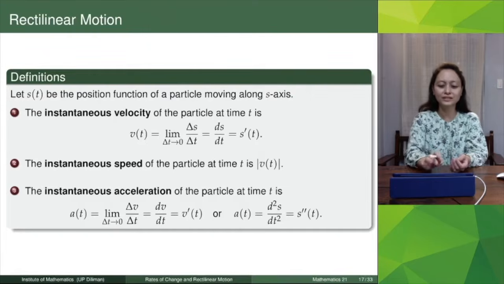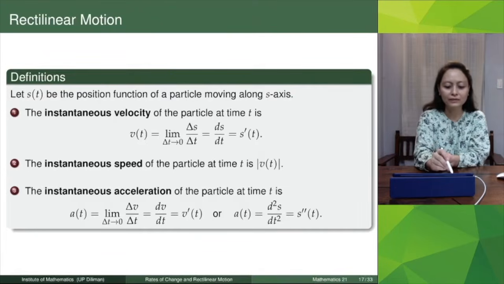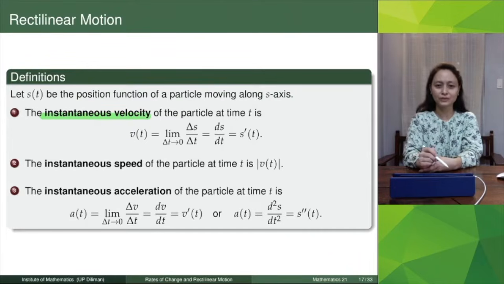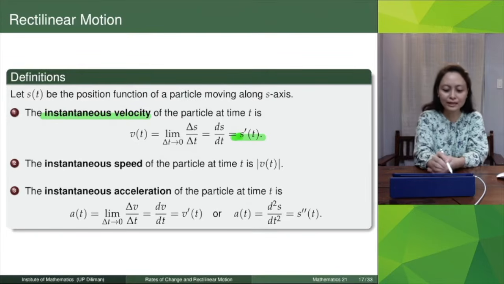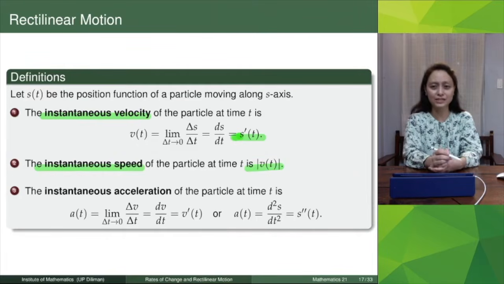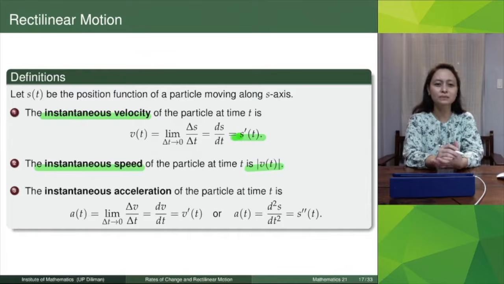So, kung may average velocity, we can also talk about the instantaneous velocity. Using the definition we had earlier, the instantaneous velocity of the particle at time t is the limit of delta s over delta t as delta t approaches 0, or this is s prime of t, the first derivative, or the derivative of s with respect to t. Now, when we say instantaneous speed, this is just the absolute value of the velocity. So, yung speed natin is always positive.